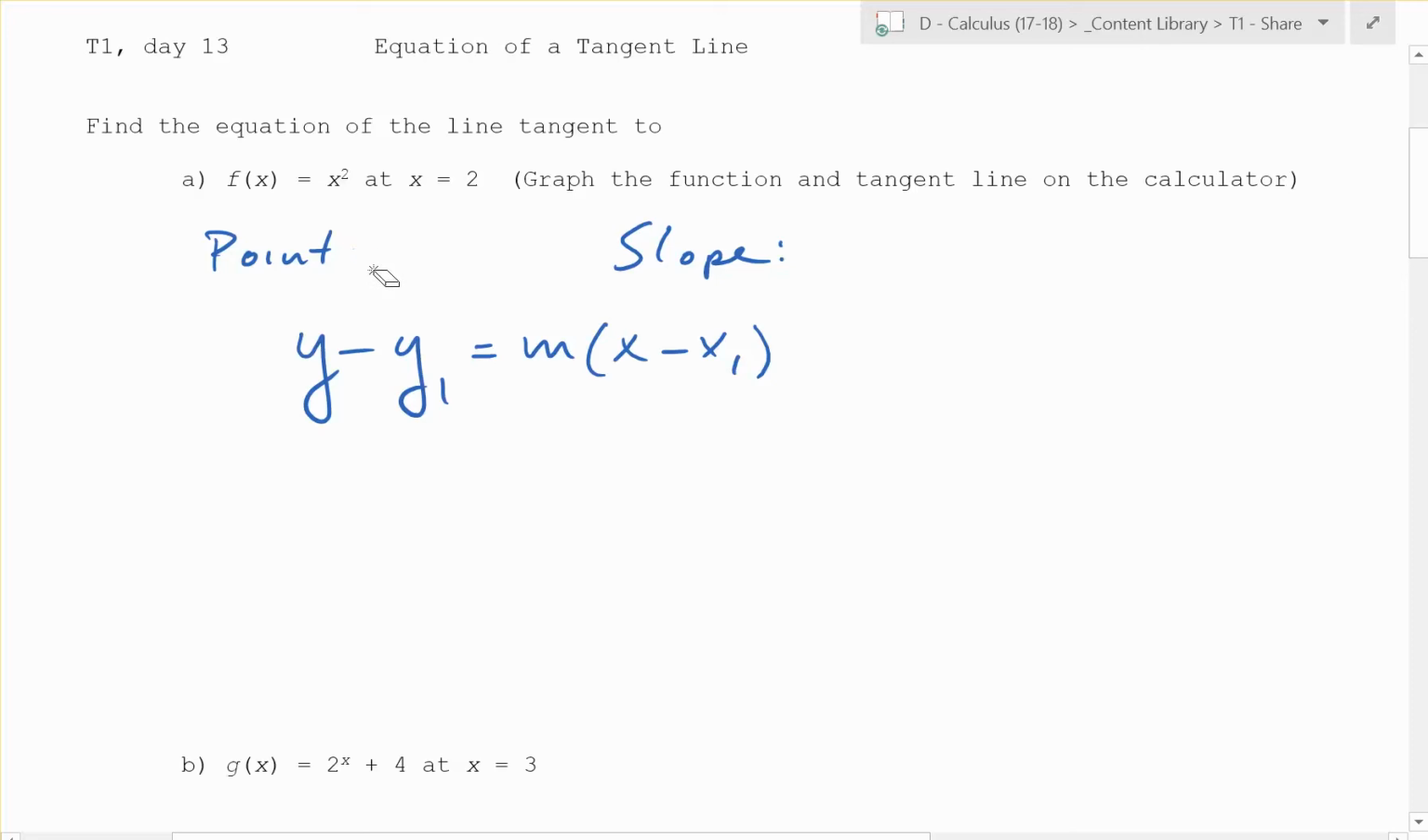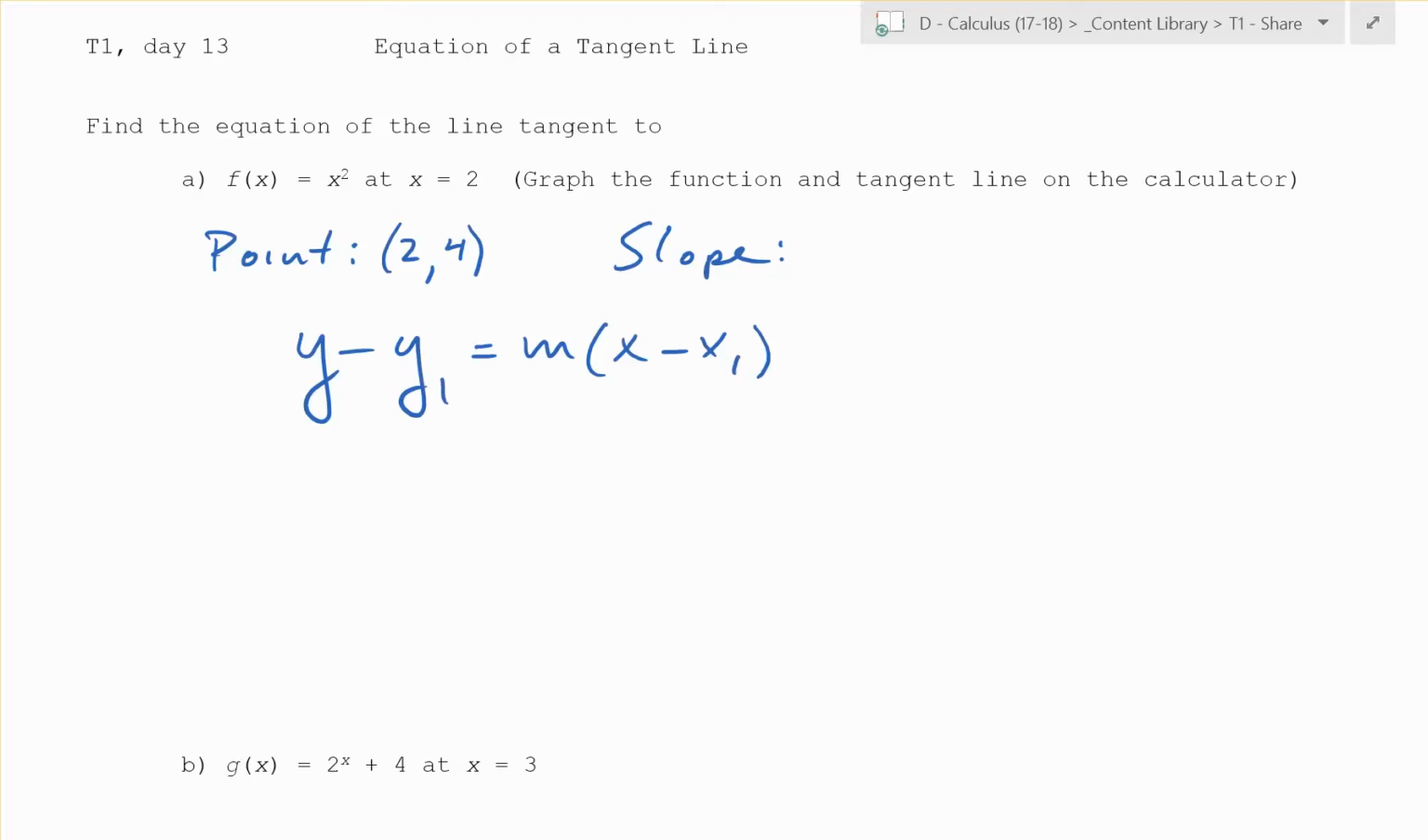So let's do the easy one, which is going to be the point, which has an x value of 2, and then we plug 2 into there and we get 4. So we have a bunch of information right now. We just now need the slope. The slope of a tangent line is equal to the instantaneous rate of change at that x value.